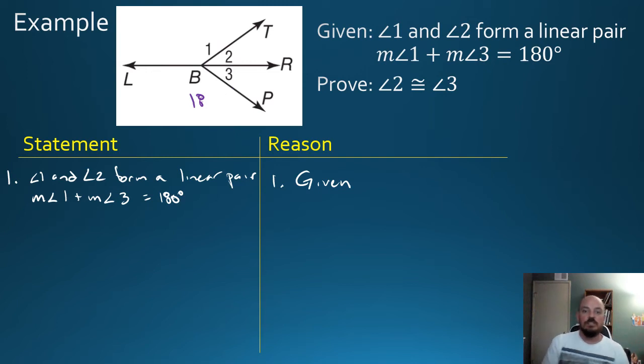So let's start saying some of the things we just said. The first thing I said is that angle 1, we'll say measure of angle 1, plus measure of angle 2 equals 180.